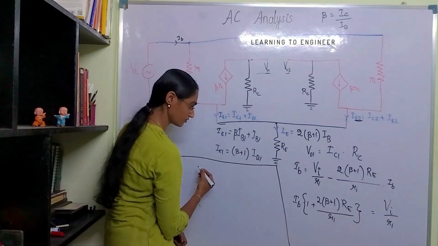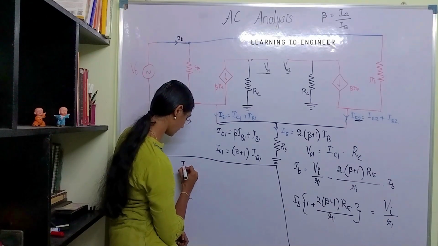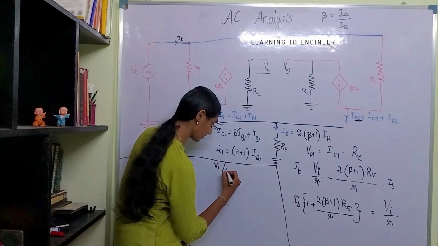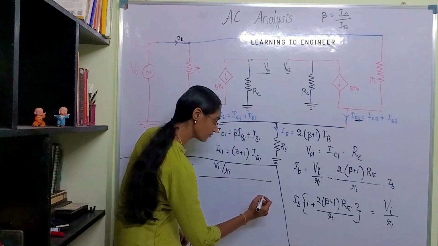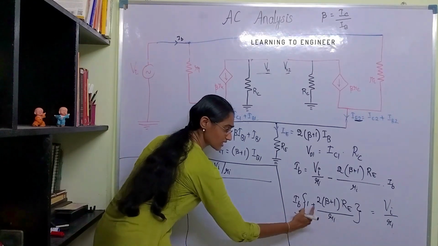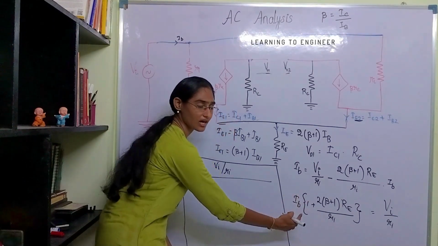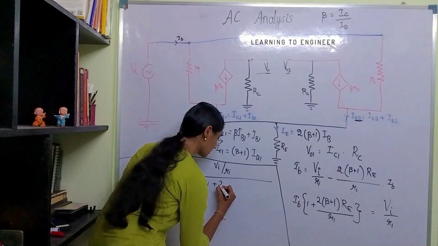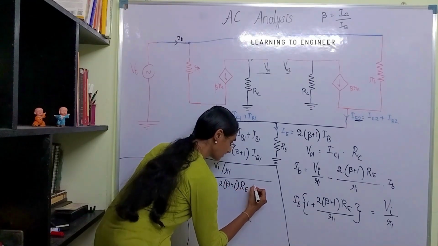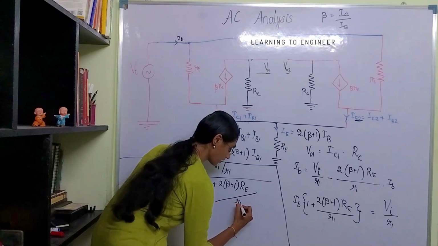Okay, from here I am continuing. So what is the value of IB? IB will be VI divided by Ri, whole divided by this term, which is Ri. I am just taking LCM. I am putting 1 as Ri by Ri, so that Ri plus 2 into beta plus 1 Re, whole divided by small ri.